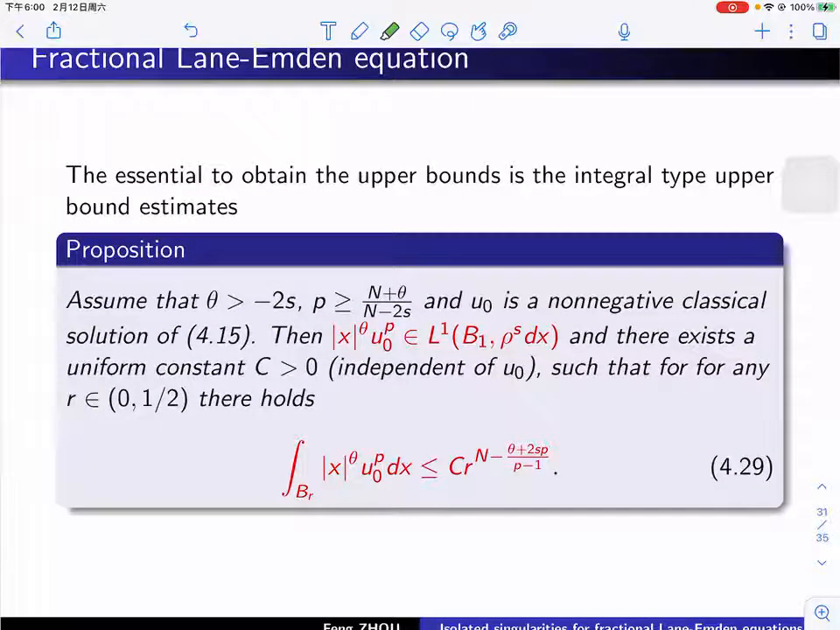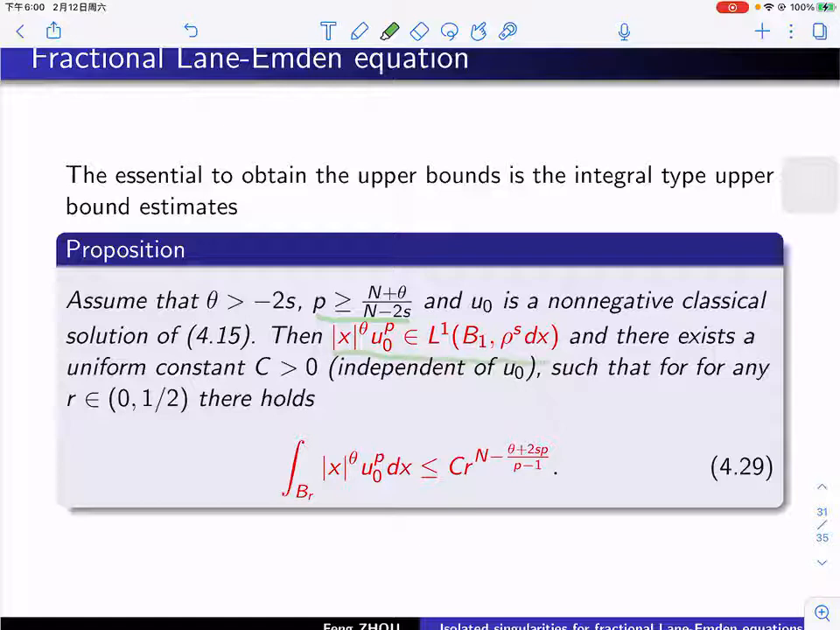So this is our key point, one of the key points for getting this. We suppose p is bigger than or equal to (n+θ)/(n−2s), and u0 is a non-negative classical solution. Then we have this one.